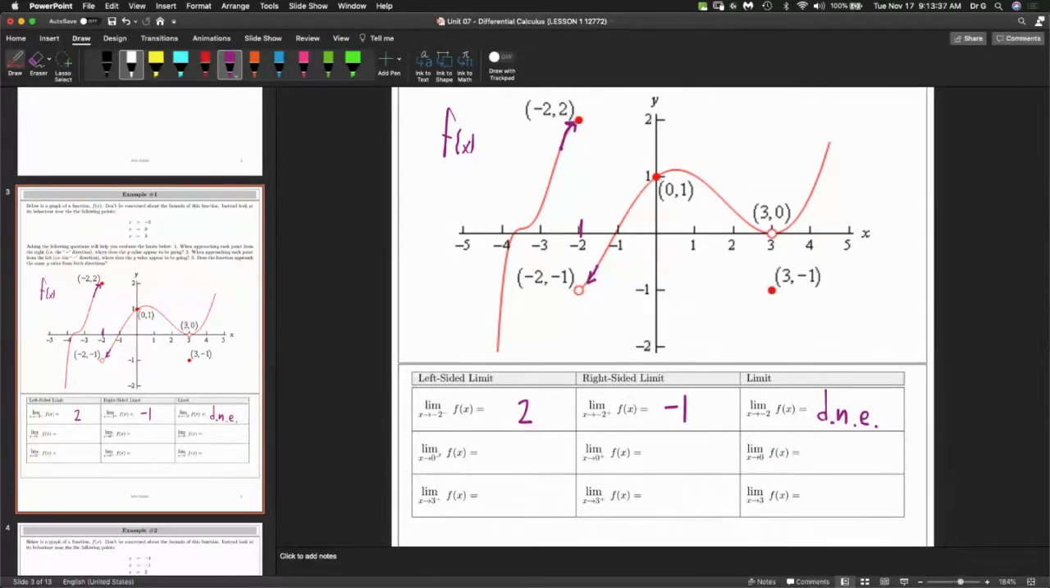Let's try the next one. So we have 0 from the left and 0 from the right. I'm going to do this one in a different color so that you can study these later. Let's use pink. Here's 0. And as you go from the left, what is the y value approaching? To what y value do you think you're heading toward? Thank you, Jai. And what about from the right? Thank you, Anthony.